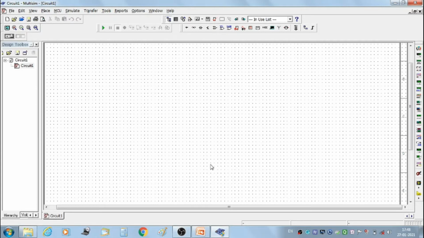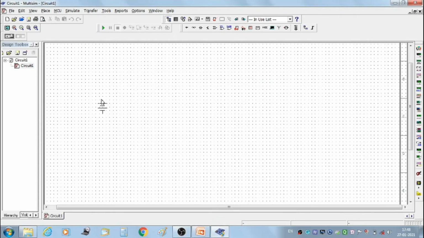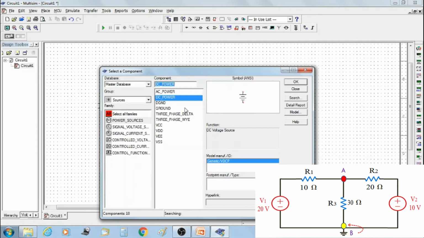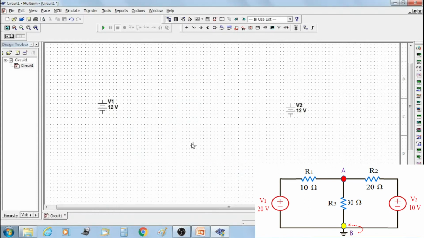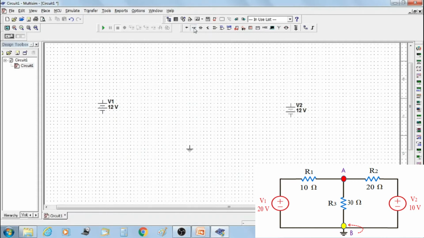In the workspace, we are going to construct the actual circuit of Thevenin's theorem. From the component toolbox, select two DC sources, source V1 and V2, with ground. Close the component toolbox. Again, from the component toolbox, select three resistors: resistor R1, resistor R2 and resistor R3, or load resistor. Orient the load resistor R3.